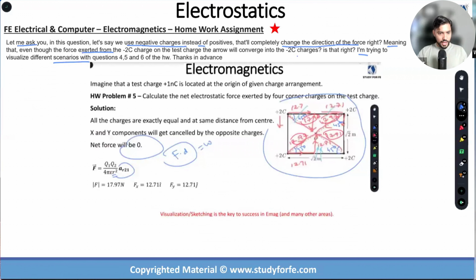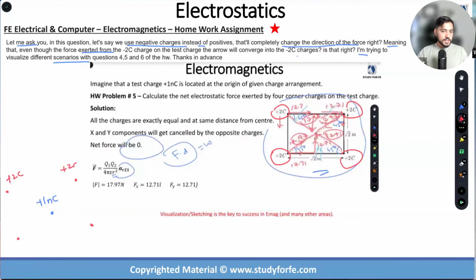We have a point charge of plus 1 nanocoulomb located at the origin of the given charge arrangement. So this is kind of messy. I don't know if you guys can see it properly. If you have access to the homework problem, you'll be able to. And in the lecture, I've worked through it in a lot of detail, but let me just quickly recreate it. On the 4 corners at equal distances, we have 2 Coulomb charges, right? So let us assume that this is a square and we have plus 2 Coulomb charges.